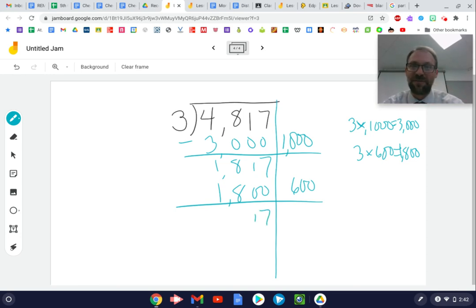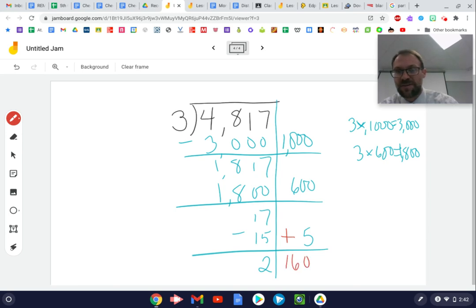And now I can think reflex math. 3 times what gets me close to 17, but not over? And the answer is 5. 3 times 5 is 15. 5 groups of 3 leaves me with 2. And that's got to be a remainder because I only have 2 left. I can't make a group of 3 if I only have 2. So let's go ahead. Final step. 1,605 with a remainder of 2. That's my final answer.